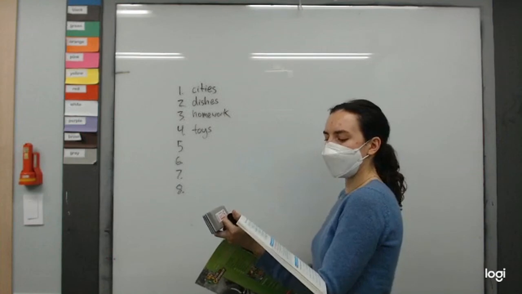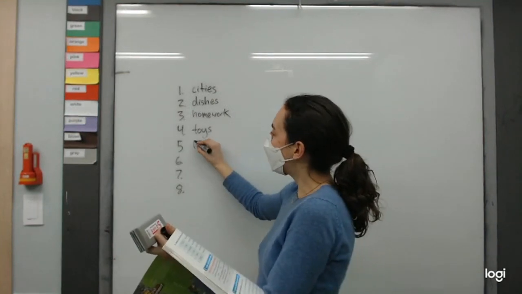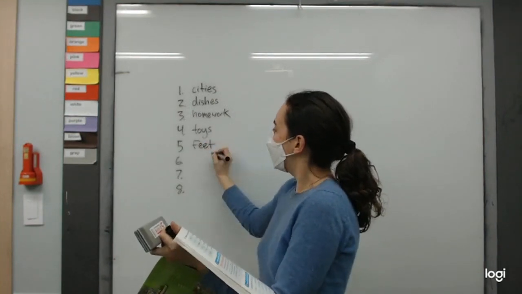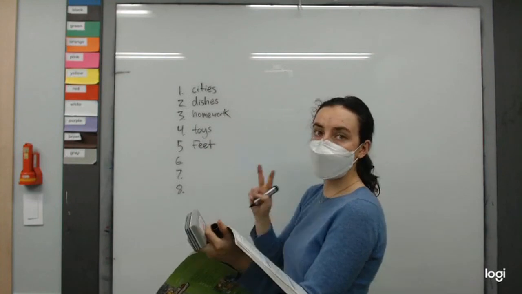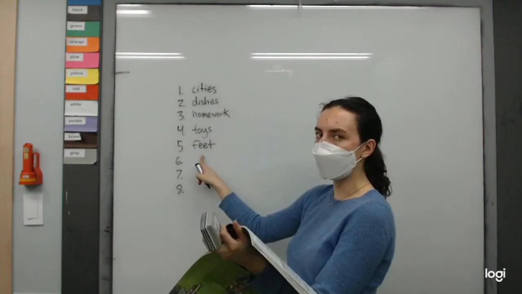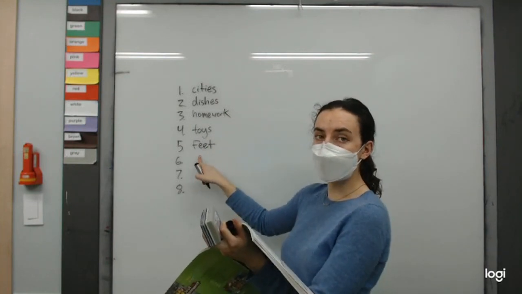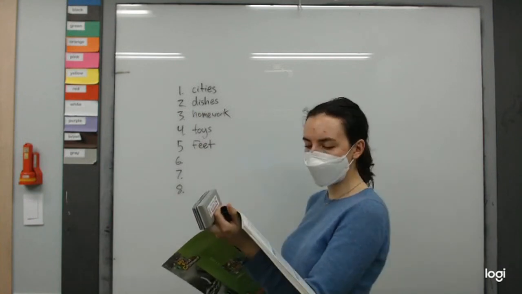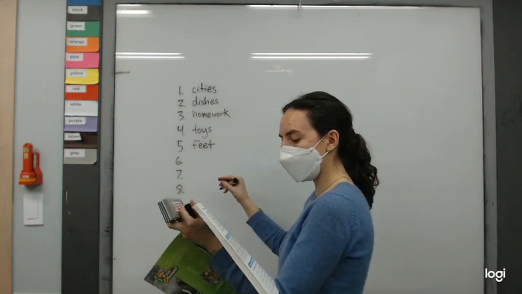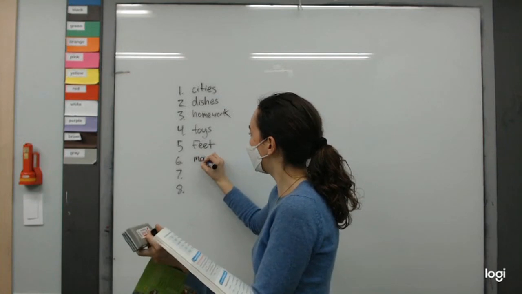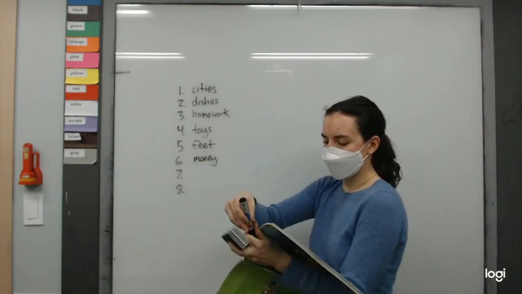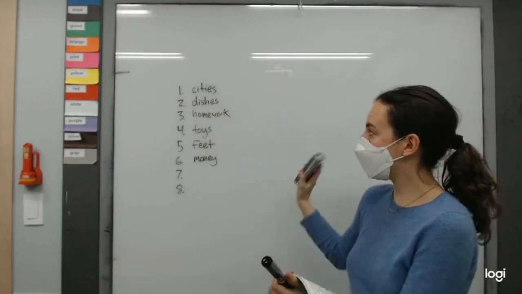Number 5, my dad has big feet. He has 2 feet, so we want plural form. And foot is a special plural, so we say feet. Okay, and last one, I have some money in my pocket. Okay. Check your answers, and then I will erase.